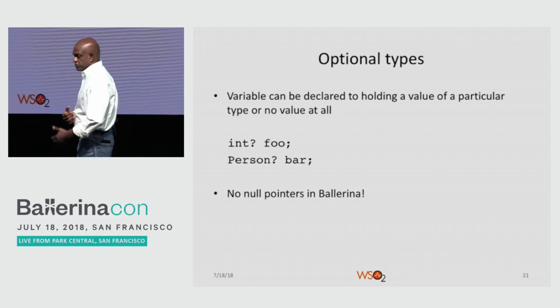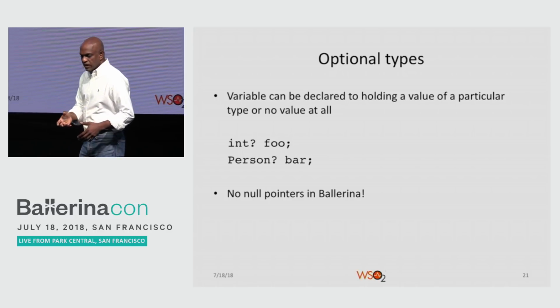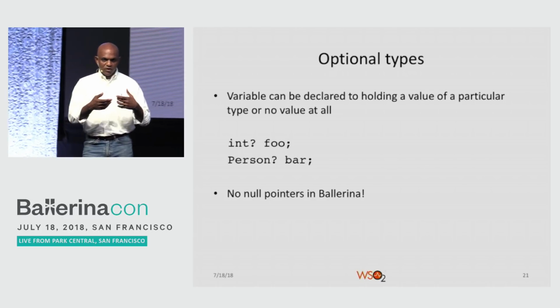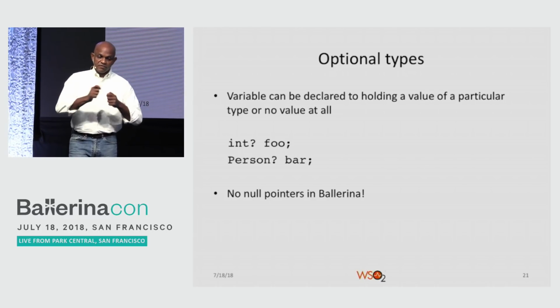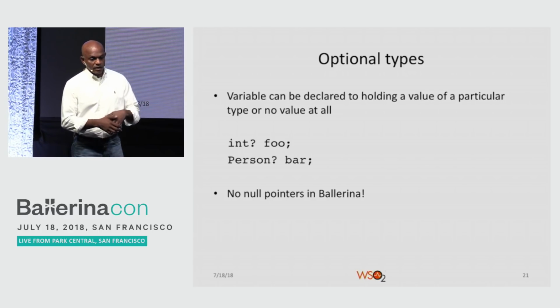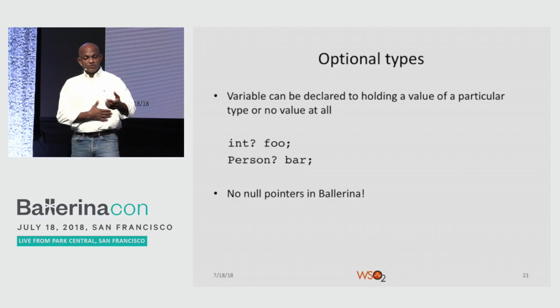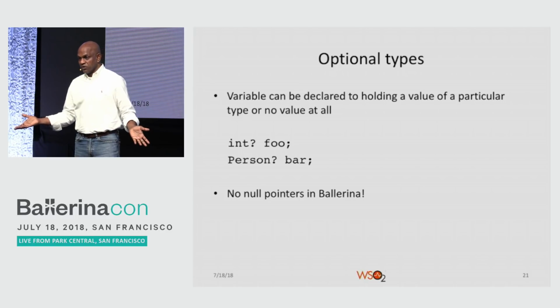Optional types are important. Optional types are a way of dealing with null. Sometimes what you have in a variable is a reference, and the reference may not actually be holding a value. It's fully generalized in Ballerina. Optional types can be for any type. So it just says you have a storage location and it is holding a value of a particular type, or it's not holding any value at all.